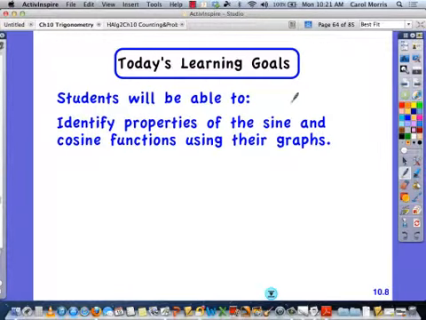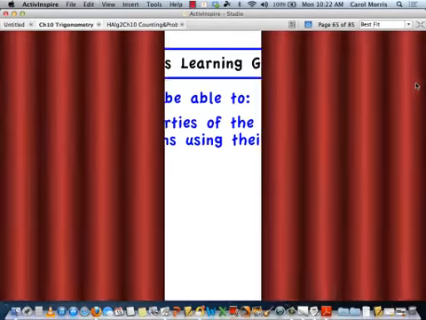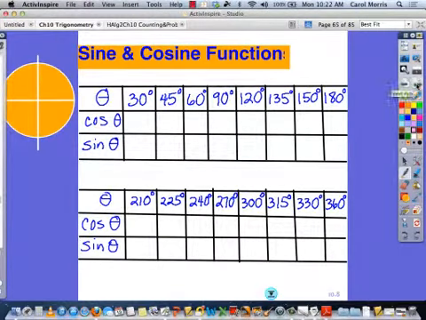All right, we are ready to begin discussion on the sine and cosine functions. We've been working with sine and cosine in right triangles, but now we're going to go outside the box and think of them in a different way. So I want you to think about the functions we've been doing.